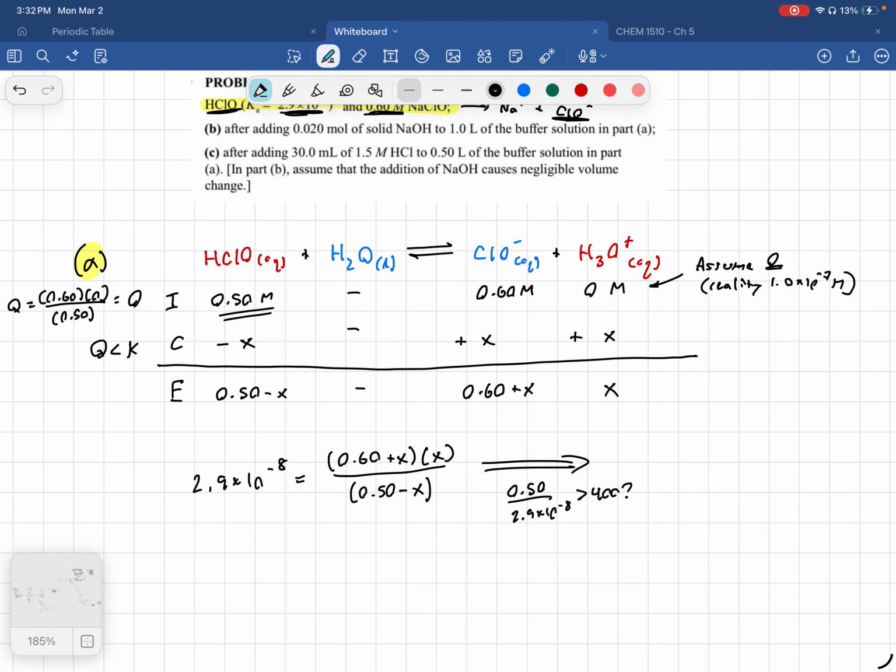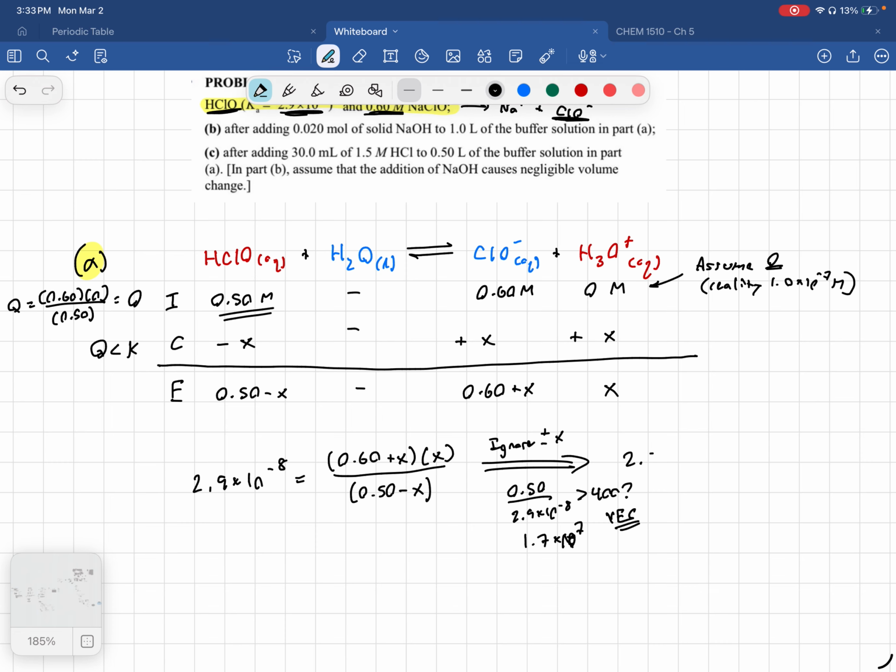Let me bring up my calculator here. So we have 0.5 divided by 2.9 exponent negative 8. And we get a very, very, very large number, 1.7 times 10 to the 7th. So yes, it's greater than 400. So we can ignore additions or subtractions of X.